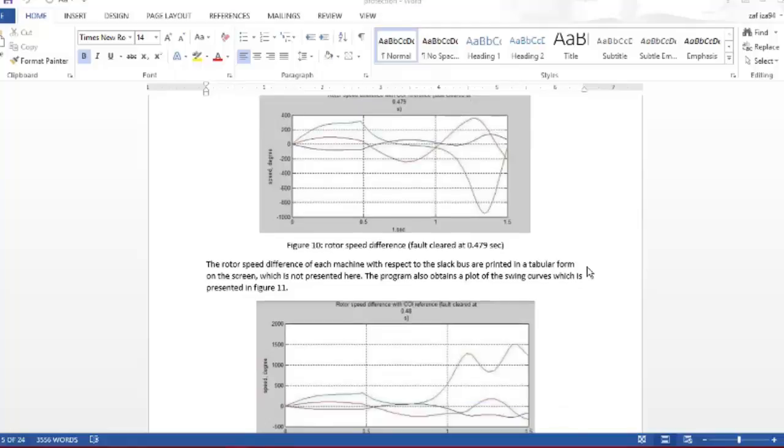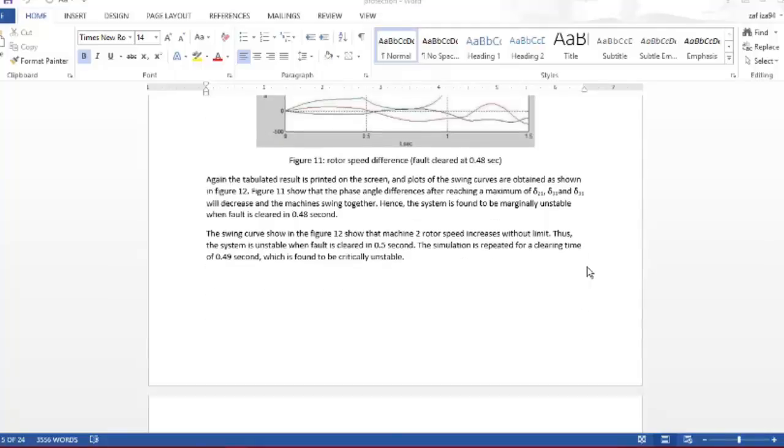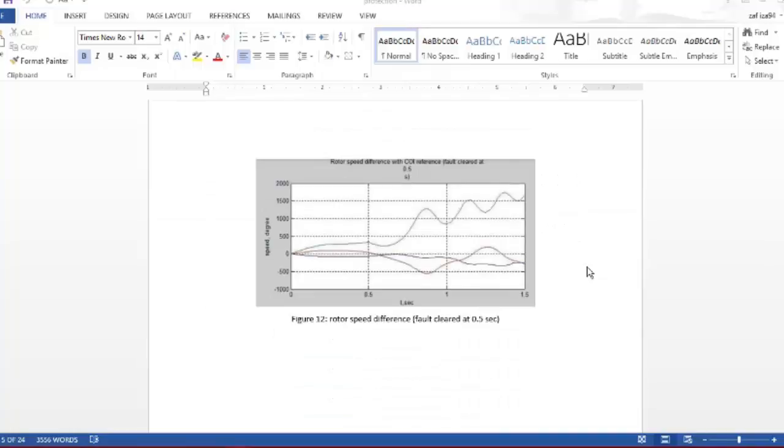The second last graph at 0.48 second is imaginary unstable. The last graph for bus speed is at 0.5 second, which shows the graph is unstable.